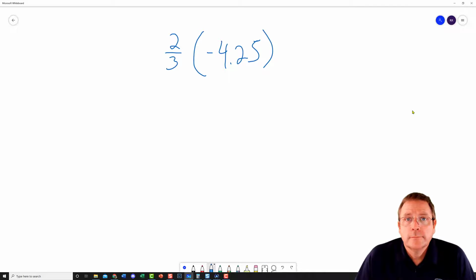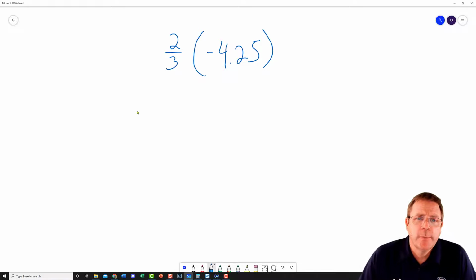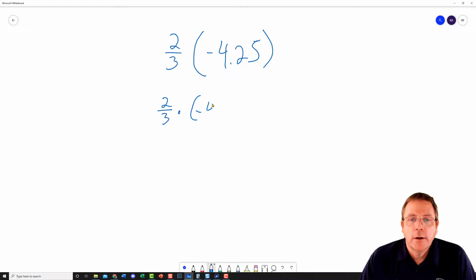Did you solve it? What was the answer to the question? Can you write 2/3 as a terminating decimal? No, you can't. It's going to be 0.6 repeating. That means we have to work this as a fraction. So I'm going to do 2 over 3 times a negative 4.25. That's the same thing as saying 4 1/4.